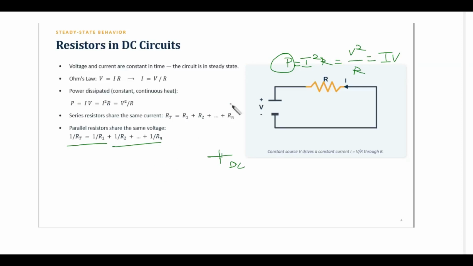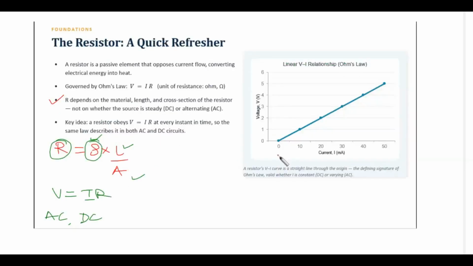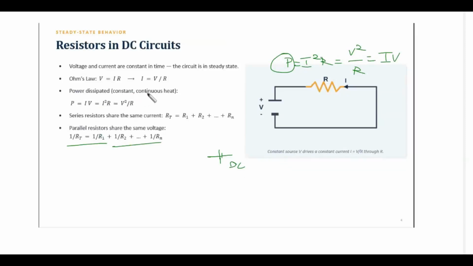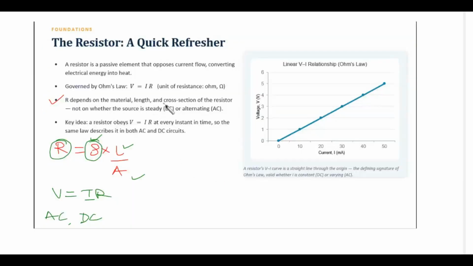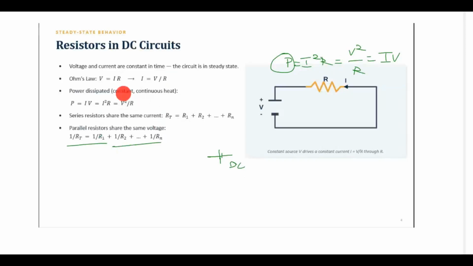Okay, so in a DC circuit, both current and voltage remain constant. All right, that means it's continuous. From this graph, you can see that the value stays like that. So continuous heat is dissipated. So in a direct current circuit, there's nothing like phase.